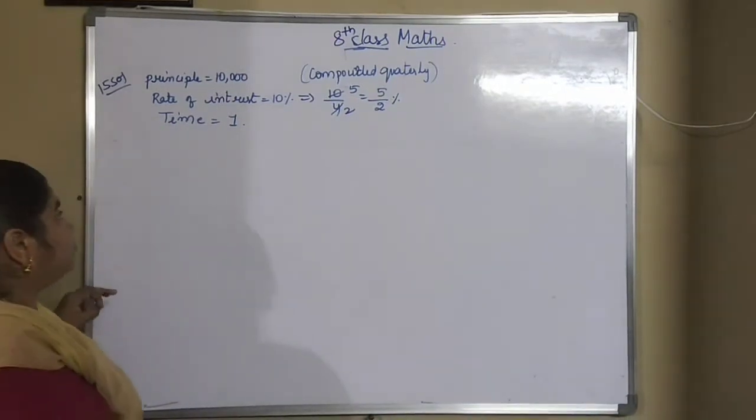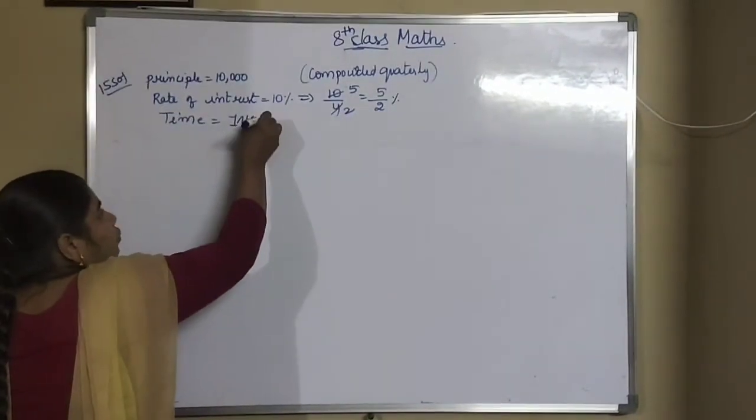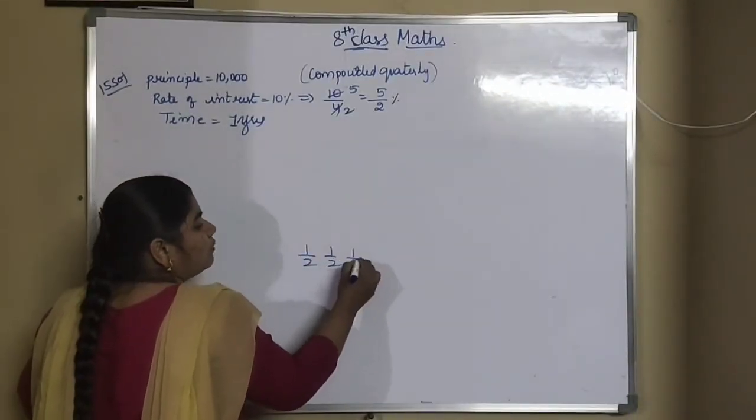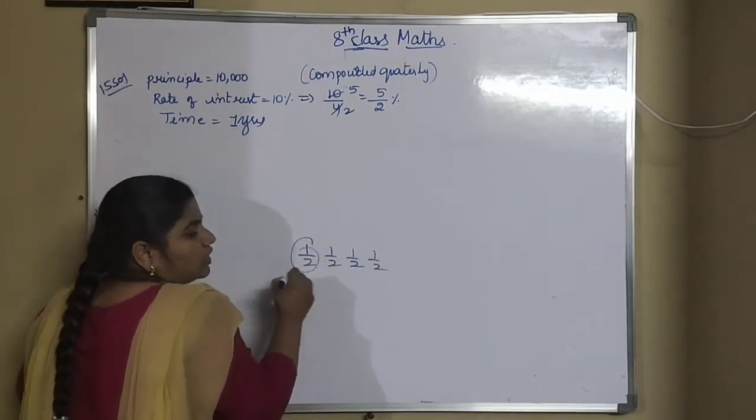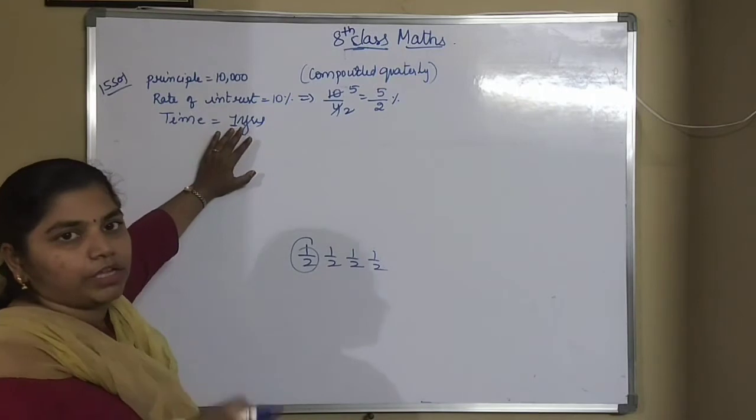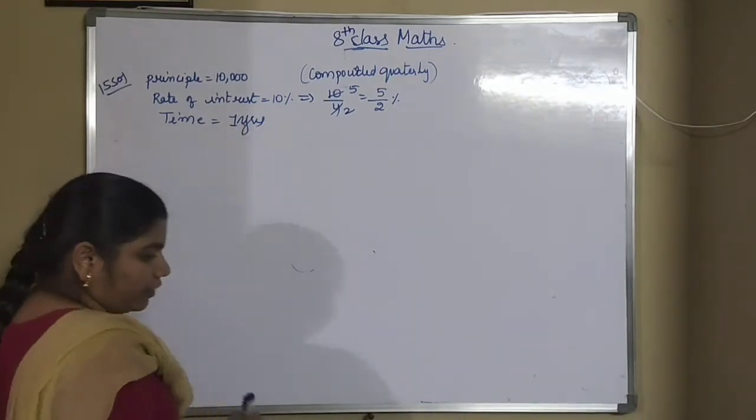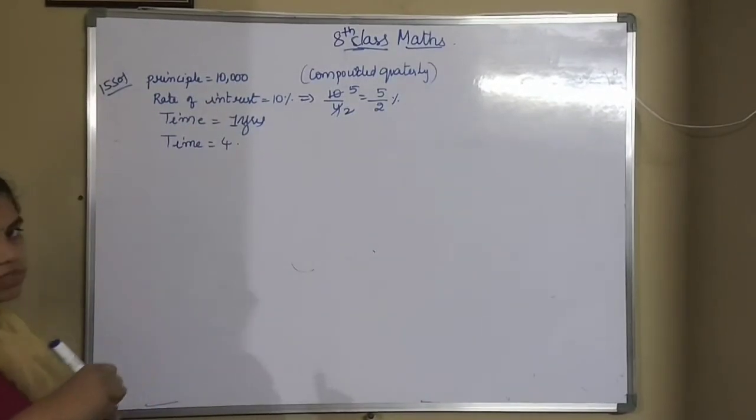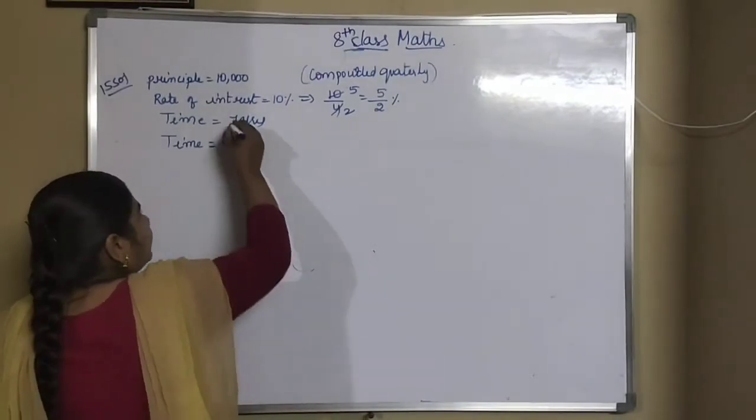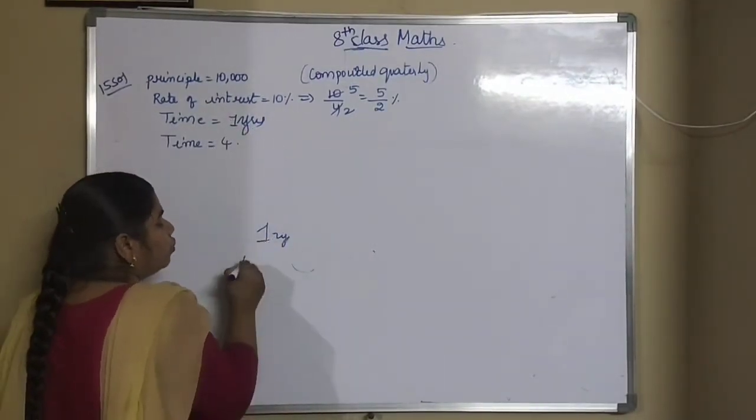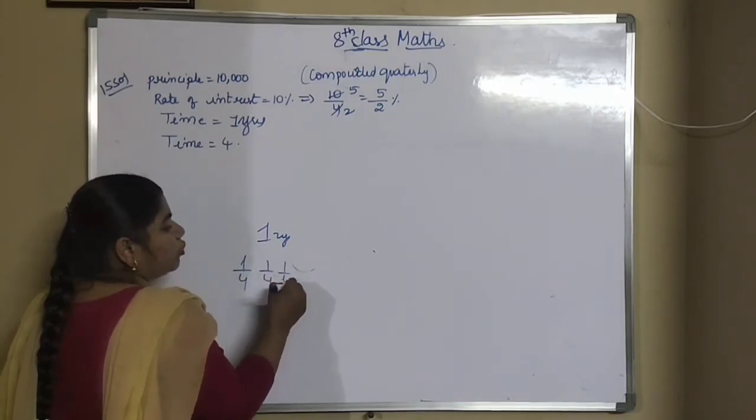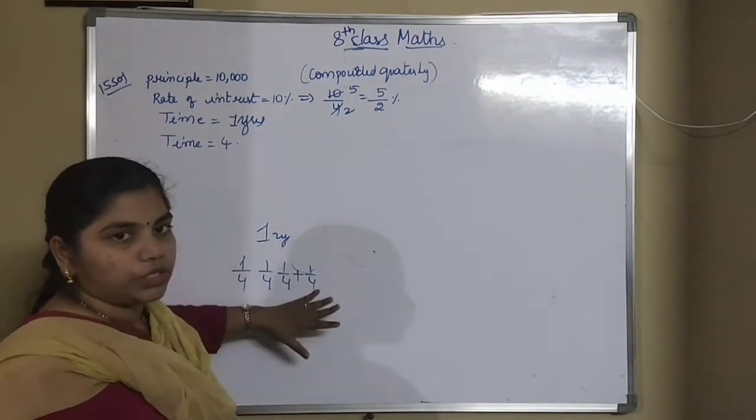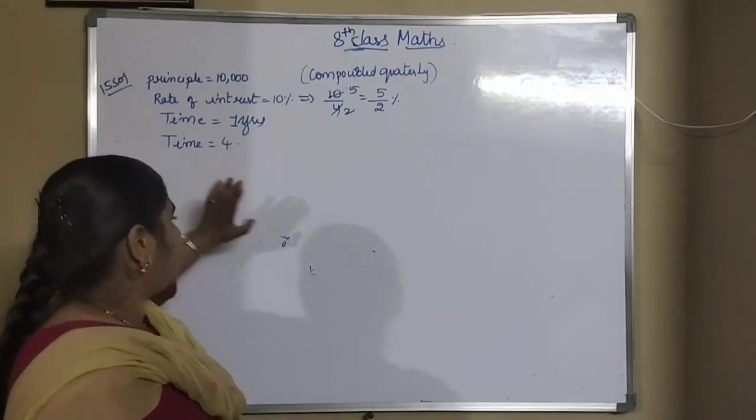And in the same way, the total 1 year you can divide into 4 parts. How many parts? So 1 year can be written in the form of 1 by 4 plus 1 by 4 plus 1 by 4 plus 1 by 4. We are dividing this whole 1 year into 4 times. That is quarterly. So how many times did you get the 1 by 4 value? That is 4 times. So the time value will be 4 here.